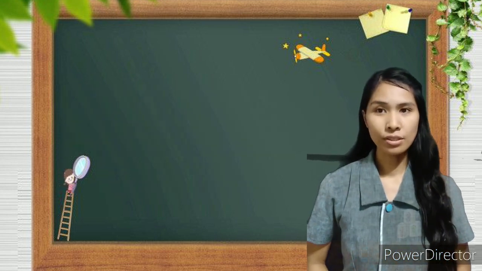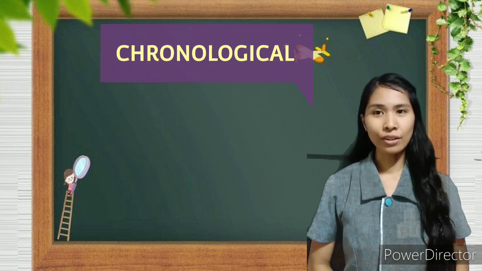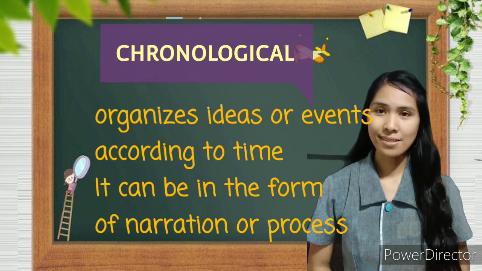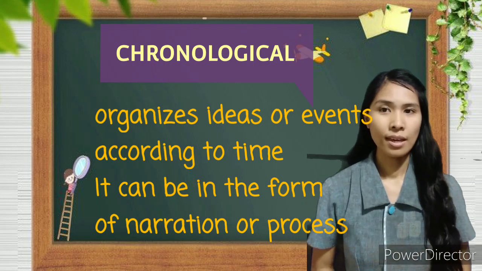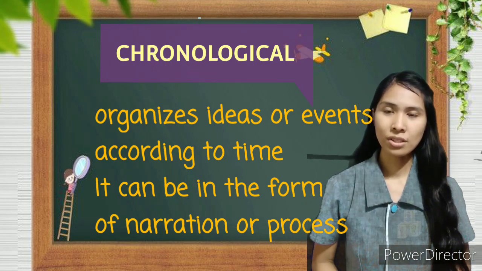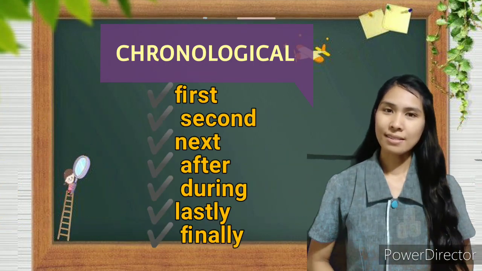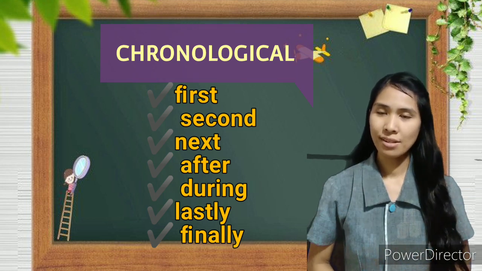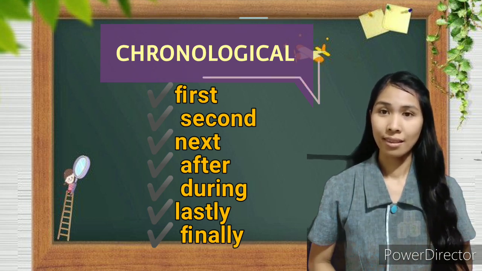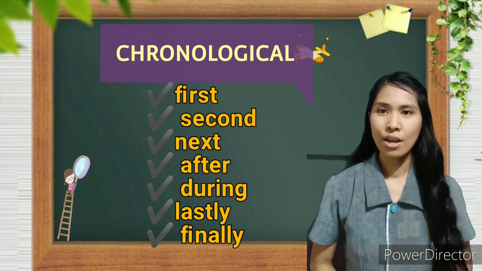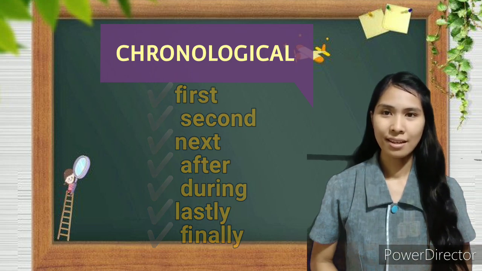Another is chronological. Chronological organizes ideas or events according to time. It can be in the form of narration or a process. Example signals: first, second, next, after, during, lastly, finally.